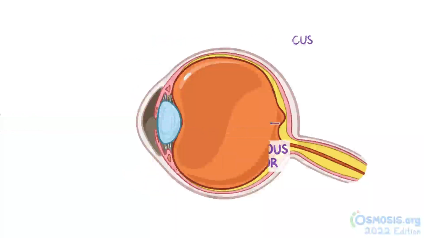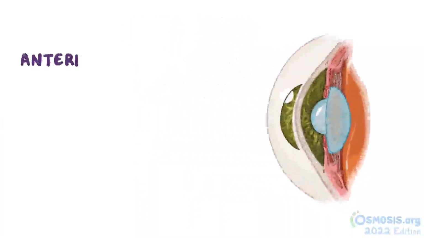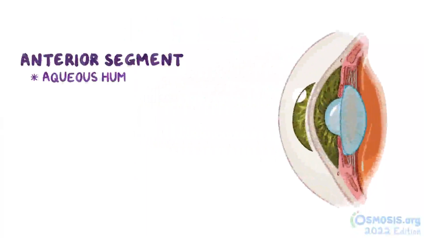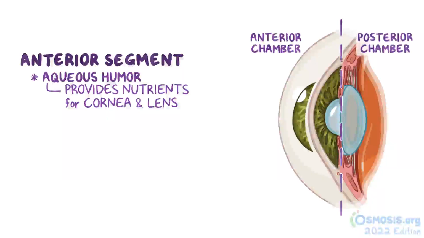The cornea and the lens help us delineate the two segments of the eye, which are the anterior and posterior segment. The anterior segment is between the cornea and the lens, and the posterior segment is found between the lens and the retina. The anterior segment contains the aqueous humor, which is fluid and provides nutrients for the cornea and the lens. The anterior segment is further divided into an anterior chamber between the cornea and the iris, and a posterior chamber between the iris and the lens.